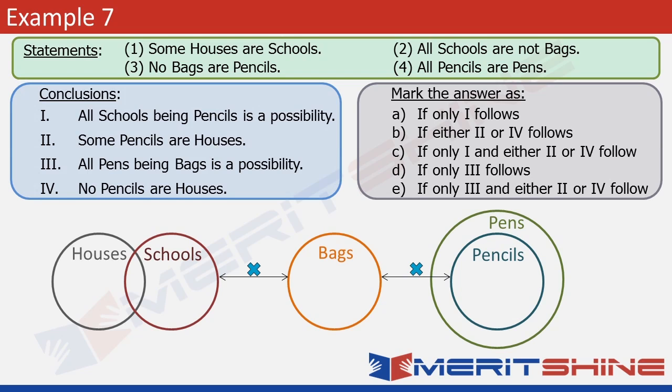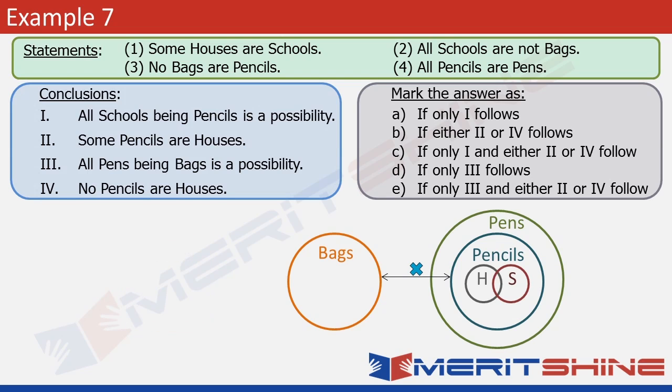Look at the conclusions now. 1. All schools being pencils is a possibility. Yes, it looks possible. Schools cannot overlap with bags, pencils cannot overlap with bags, but schools and pencils do not have a problem with each other. Look at this. So that's one of the ways in which this can be done. We don't violate any condition here. And all schools are pencils here. So that's possible. So conclusion 1 follows.